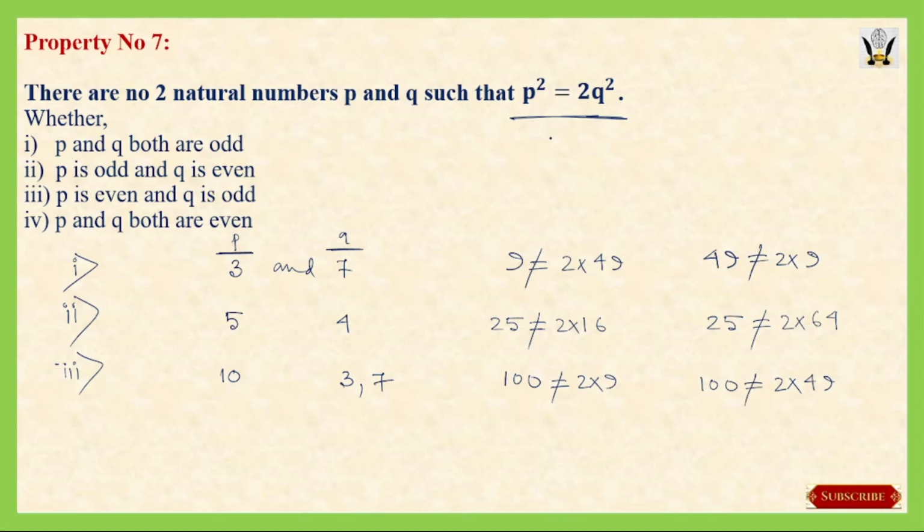So it doesn't satisfy this relationship. Now for number 4, if we choose p and q both even, suppose p is 12 and q is 8. So p square will be 144, and q square will be 64, and when we multiply 64 by 2, it will be 128. 128 is not equal to 144. So what we have seen here is that whether they are even, odd, or whatever the combination, for any two arbitrarily chosen natural numbers, this relationship will never be true.